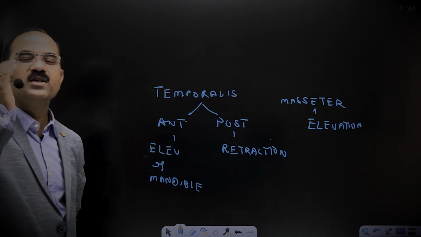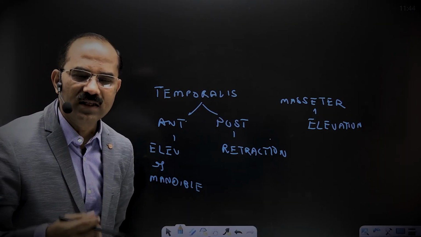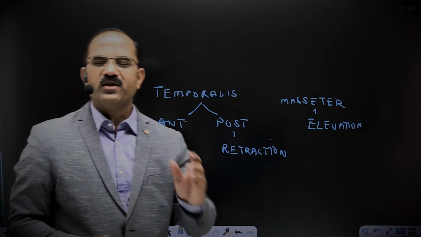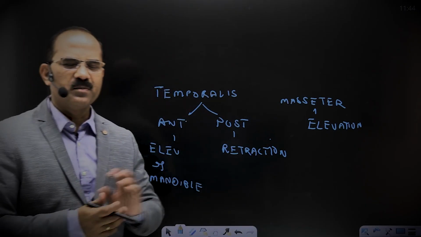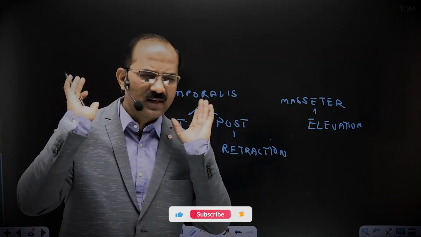Simple. What is the nerve supply of masseter? The masseteric nerve, which is a branch of the anterior division of the mandibular nerve. So that's about the masseter and temporalis. Easy. Masseter and temporalis are easy.